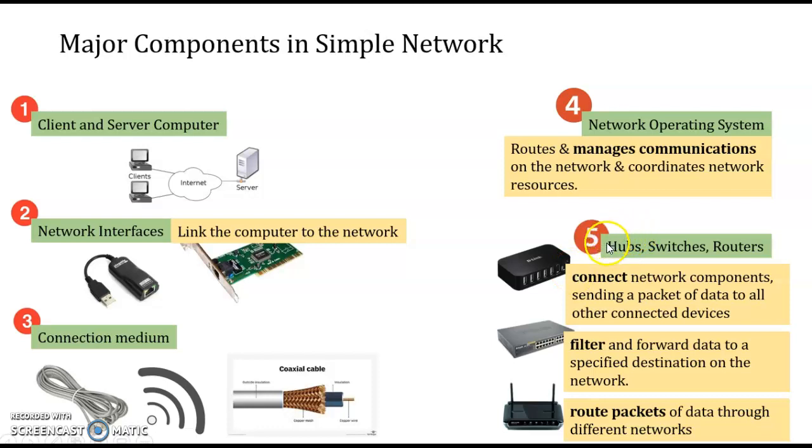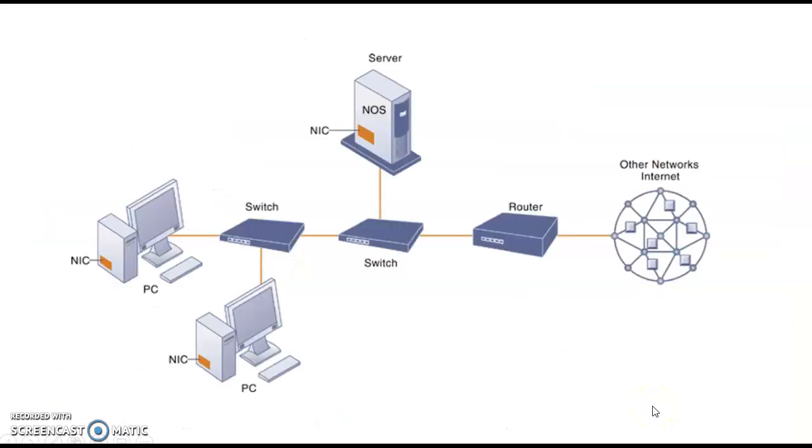And then we have hub, switch and router. A hub is a network component that sends packets of data to all other connected devices. A switch will filter and forward to a specified destination. And a router will route packets to a different network. Hub and switch have more or less the same function, except the hub is cheaper and the switch is more powerful. A hub can only connect computer to computer, but a switch can even connect between hubs. That's why most organisations have switched to switches compared to hubs.